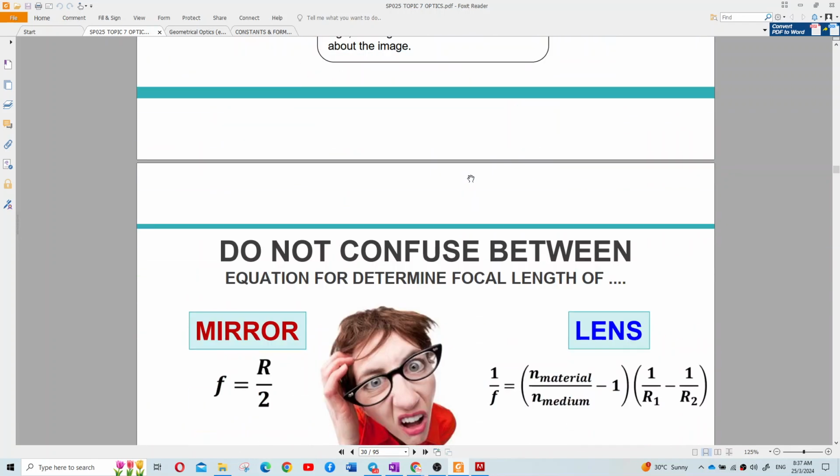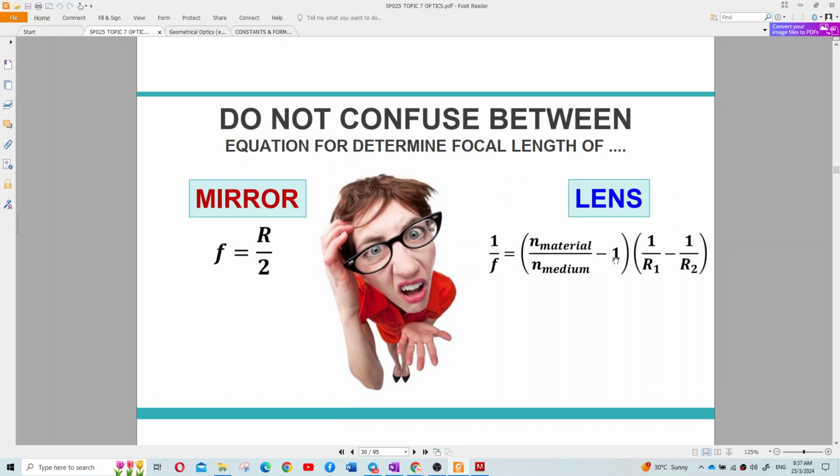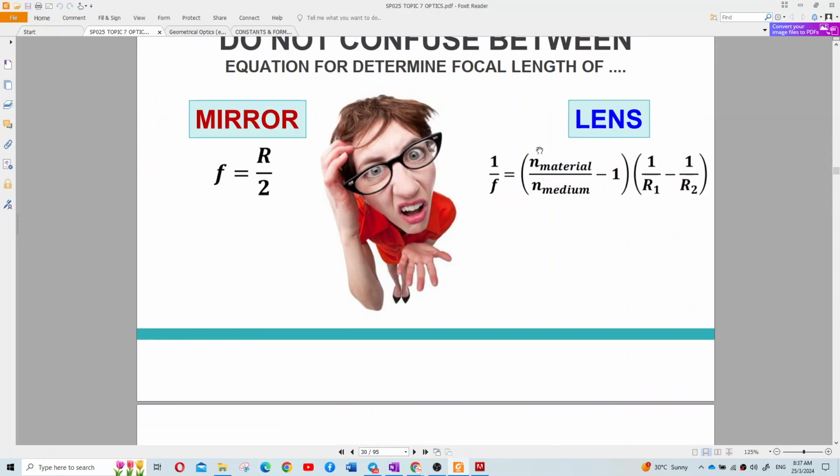So look at this one. Don't confuse between the equation to determine the focal length of mirror and lens. For mirror, r equal to 2f. R is equal to 2 times focal length, or focal length is equal to radius divided by 2. But for lens, because you have two radii, radius 1 and radius 2, it is a much longer equation. Later we will learn how to use this formula. This is called the Lensmaker equation.